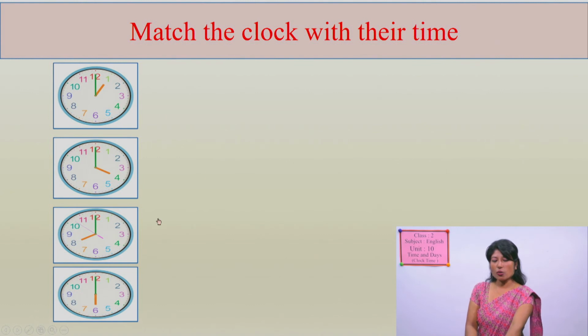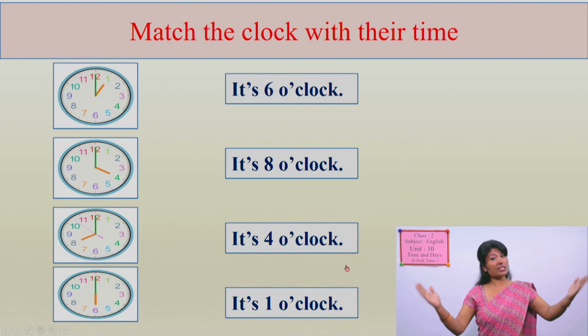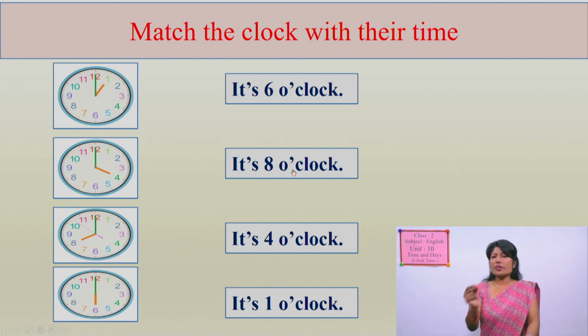And in the other column I have times: 6 o'clock, 8 o'clock, 4 o'clock, 1 o'clock. So o'clock times are given in another column. We have 2 columns. Now what do we need to do? We need to match this time with the right clock. So let's start with number 1.